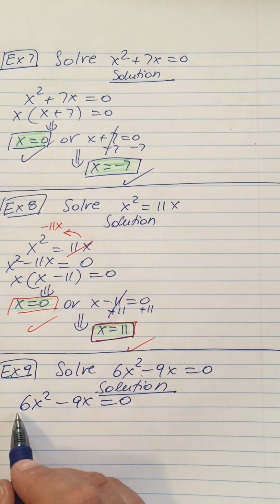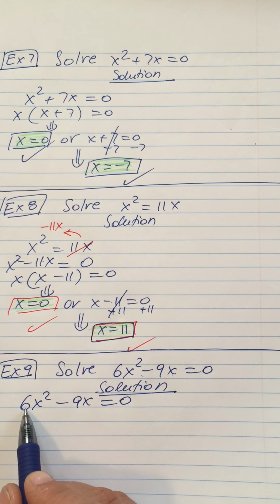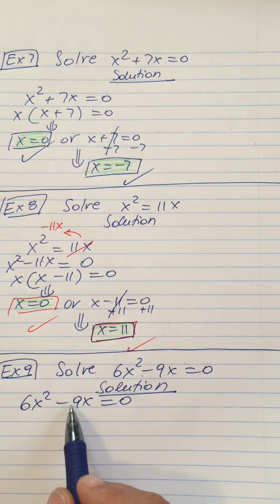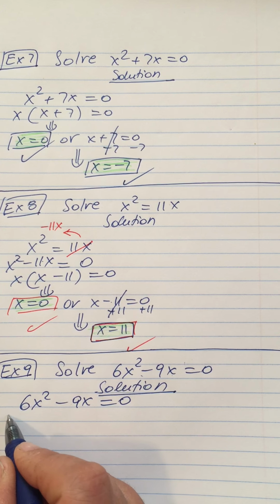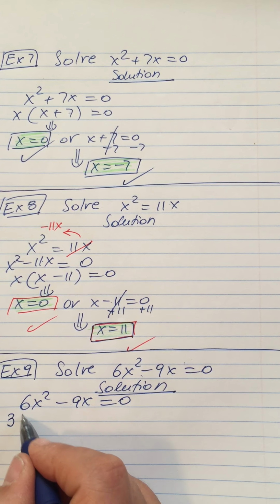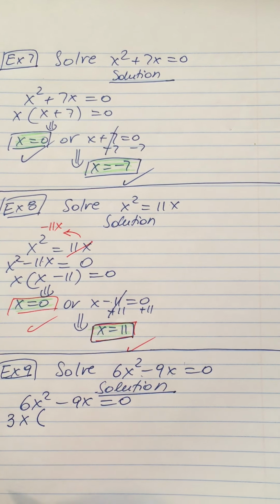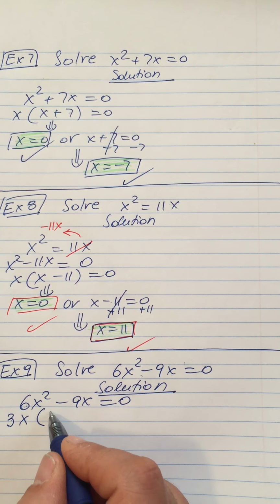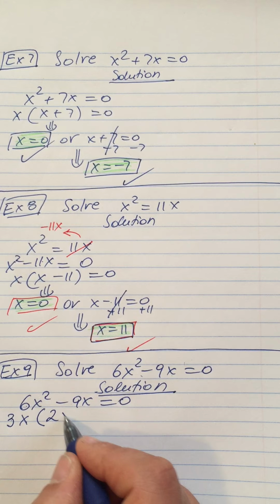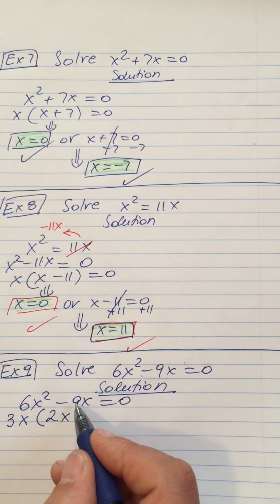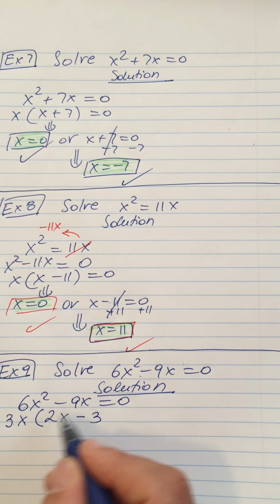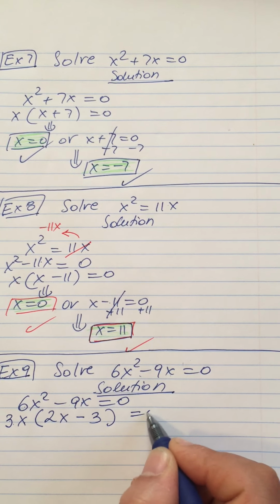I have to factor the common factor. Now I have a common factor. 6 and 9 are divisible by 3 and x. So 3x is the common factor. Open parenthesis, write what is left. 6 divided by 3 is 2. From 2x's, 1 is outside. 2x minus 9 divided by 3 is 3. X is outside. Close, equal to 0.